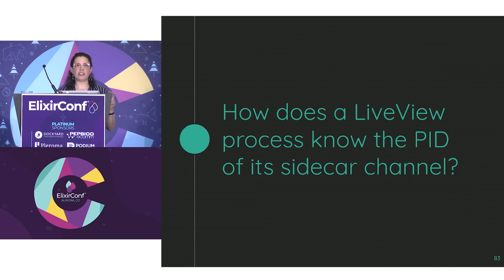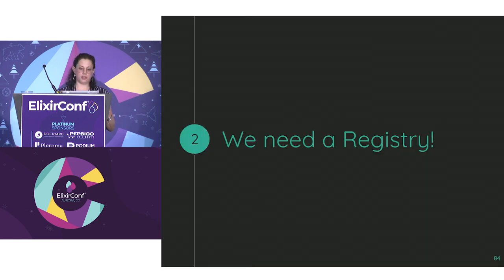So if we need LiveView to send a message to the channel, its own sidecar channel, it needs to know the PID of that channel. We need to give the LiveView process awareness of that PID or some way to look it up somewhere. And we're gonna do this with the help of a registry. We're gonna register our channel process under a key of a unique session UUID that is shared with the LiveView process. This way, LiveView can look up the channel PID and send it a message later on.